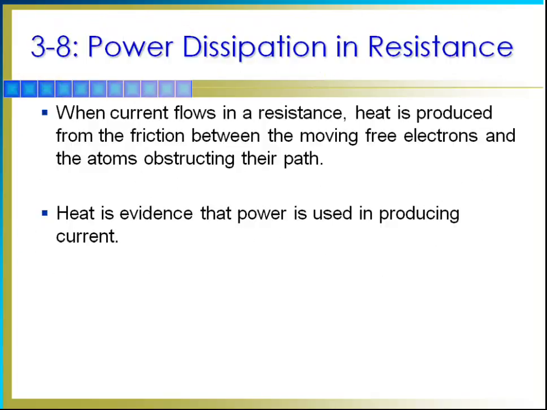All right, when current flows, of course, current going through a resistance, heat is produced from the friction of moving free electrons and atoms obstructing their path. Heat is evidence that power is used in producing current. The amount of heat that we're producing, once again, since the evidence of power, that heat and power kind of go hand in hand. So we have to have a device that is going to handle the amount of heat or the amount of power that's going through.